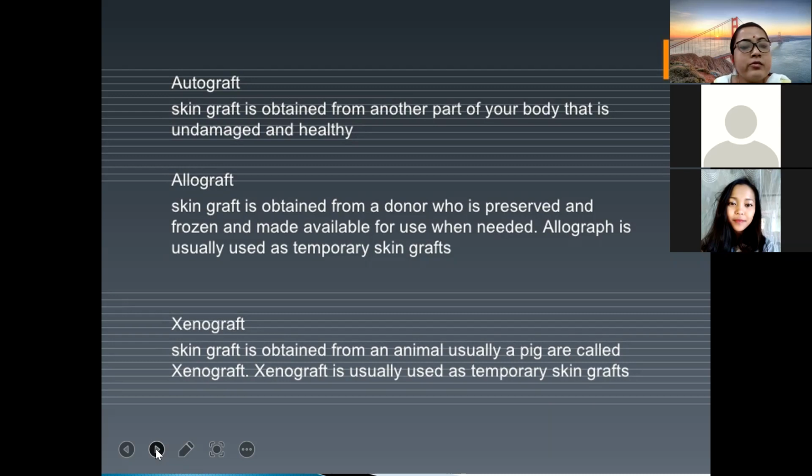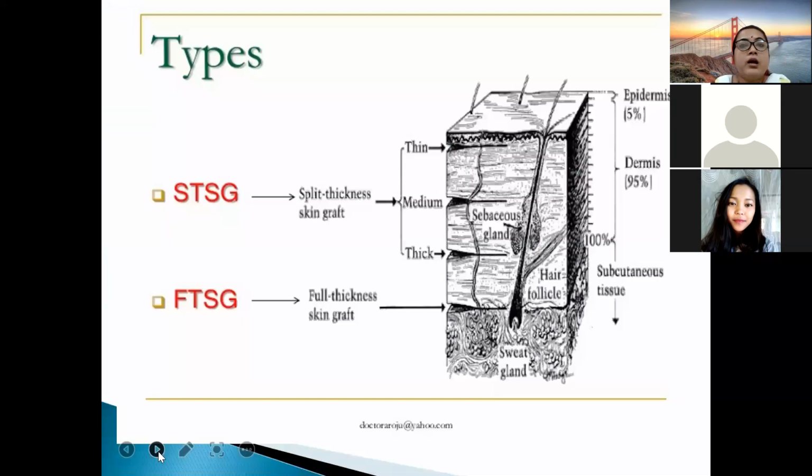Now, what is xenograft? A skin graft which has been taken from an animal. Which animal? The pig. That is called a xenograft. Xenograft is also considered a temporary skin graft. So we have autograft, allograft, and xenograft.